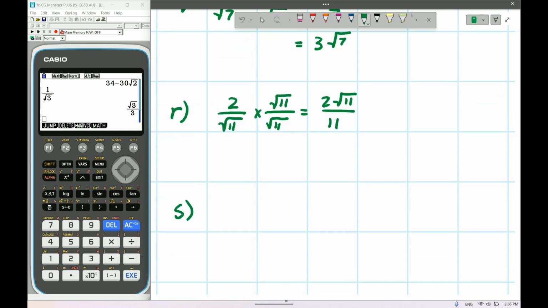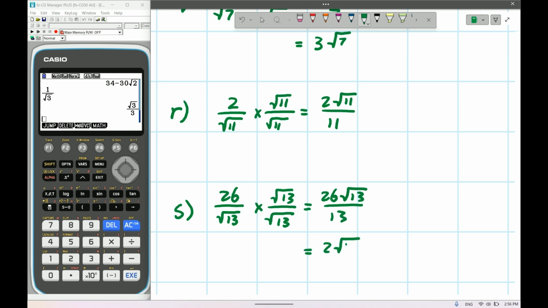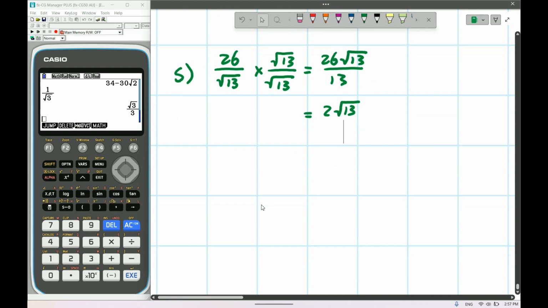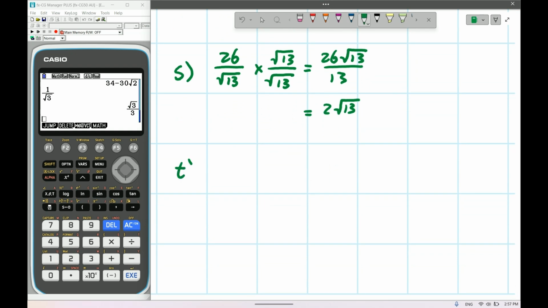For S, now we're looking at 26 over root 13. Multiply that by root 13 over root 13 again. So this becomes 26 root 13 over 13. And they can partially cancel, so you're left with 2 square root 13. And lucky last, this one's a bit different. T. This one's kind of like the oddball of the group.